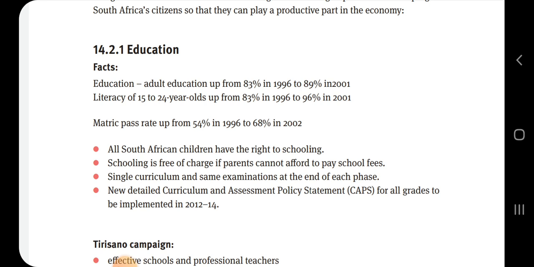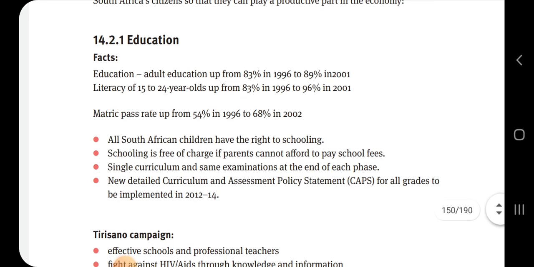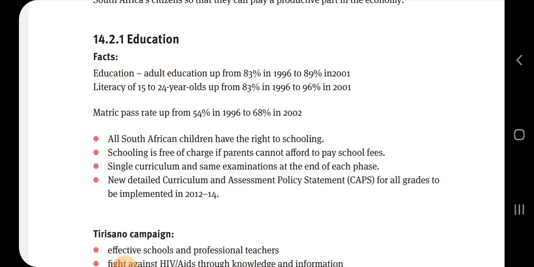So all South African children have the right to schooling. That is how they knew that they were going to accomplish the educational aspects of bridging the gap between the imbalances of the past. So they knew that they had to make it compulsory for children to go to school. That's why in a lot of township schools, you don't pay school fees. So it's part of redressing educational problems.